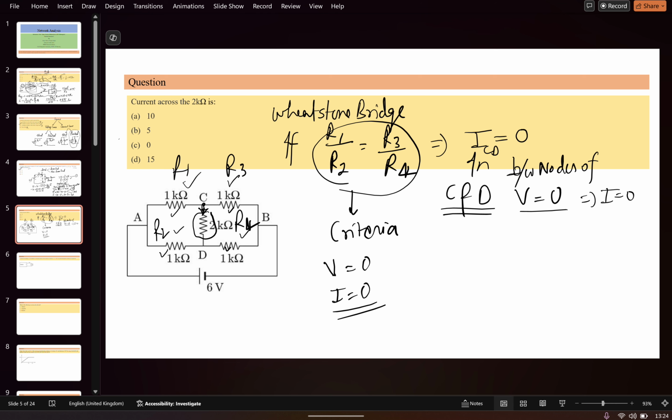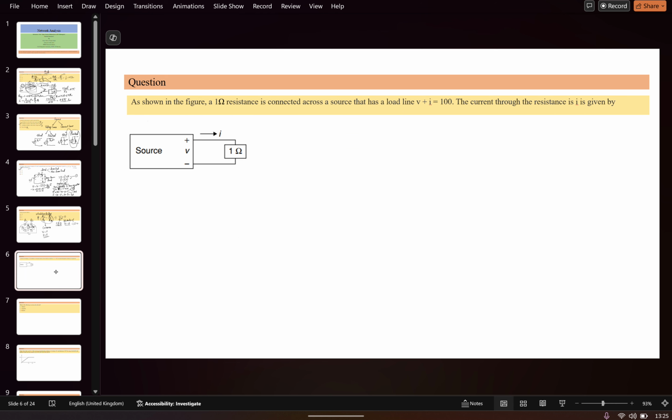Okay, easy to solve. So let me give another question for you. This is a question related to nonlinear circuits only. I've given one form of question for the nonlinear circuit. Try to solve this problem.